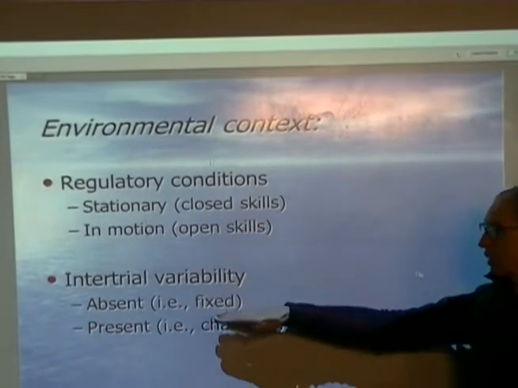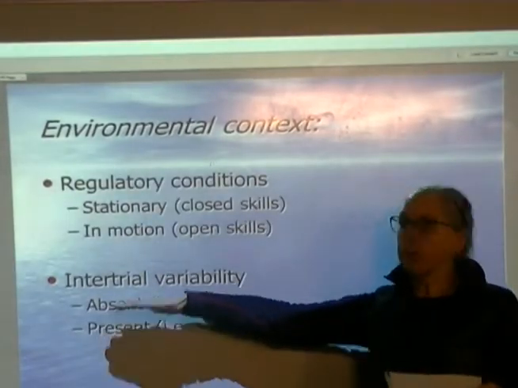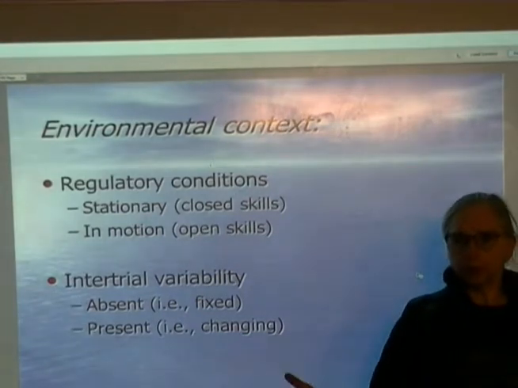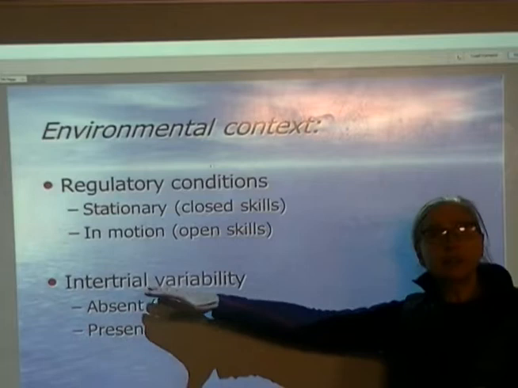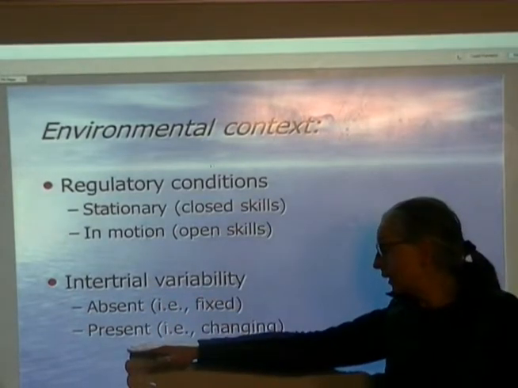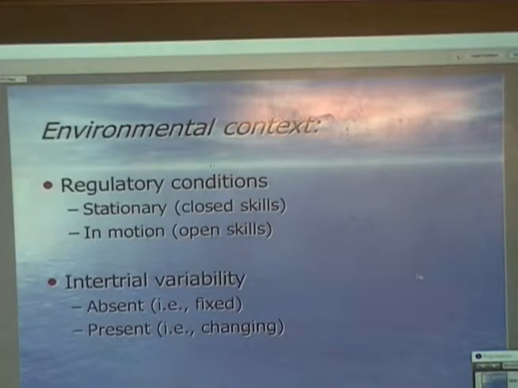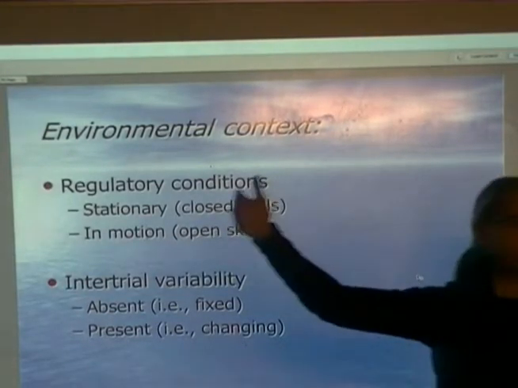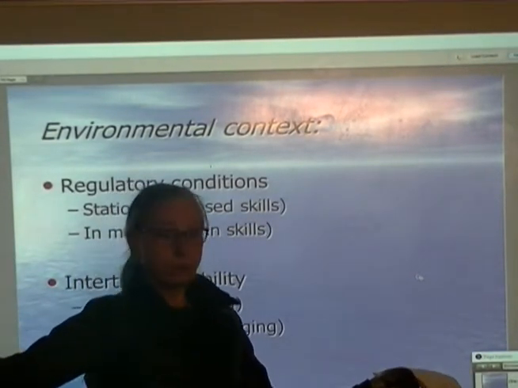So relatively, intertrial variability is pretty absent because the environment is pretty much the same every time I do the cartwheel, right? Or intertrial variability is present, which means every time I do the skill, the environment is different. So teeing off during a golf match, every time I tee off from a different tee. So the environment is different, right?